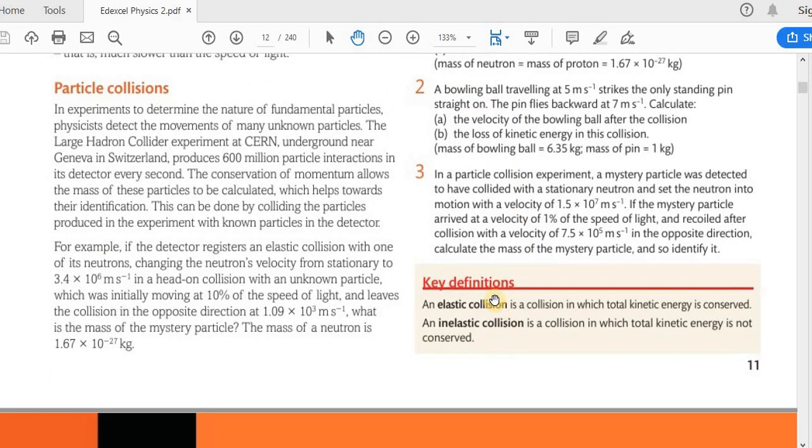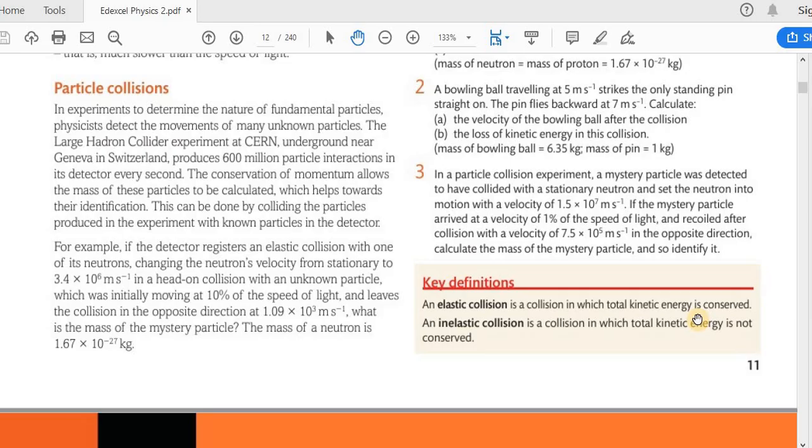Now it's very important that you memorize all these definitions, because in the exam paper they can ask you to define elastic collision, inelastic collision. So make sure you memorize this with understanding. You can write it in your own words, but the problem is if you miss a keyword, then you would not get the mark. For example, an elastic collision is a collision in which total kinetic energy is conserved. It's not the kinetic energy of one particle before and after. That can be different after the collision. So it's the total kinetic energy.